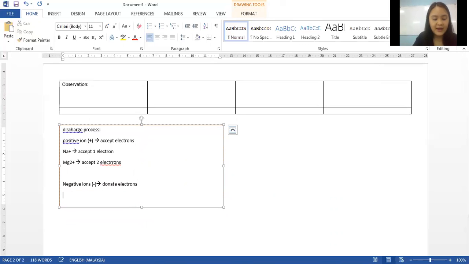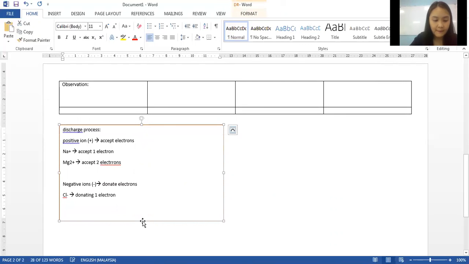For example, if I have a chloride ion, Cl−, right, it will discharge by donating 1 electron. All right. Let's say if I have oxide ion O2−, so let's continue from here. If I have O2− oxide ion, it will discharge by donating 2 electrons.